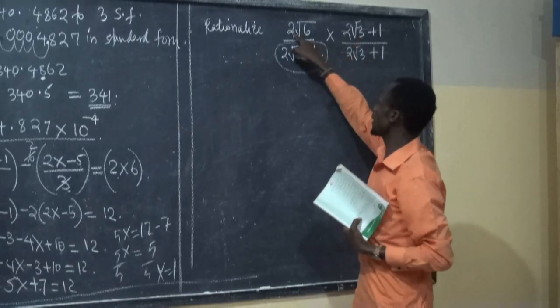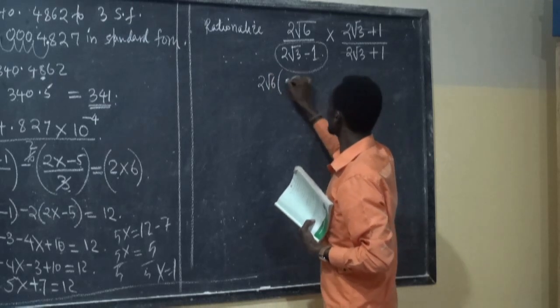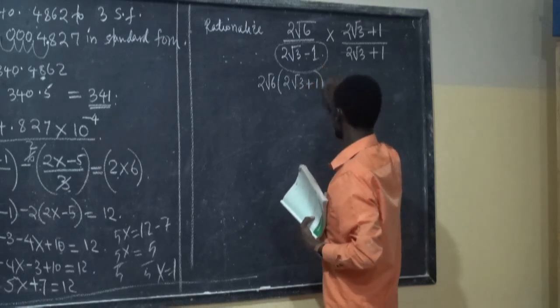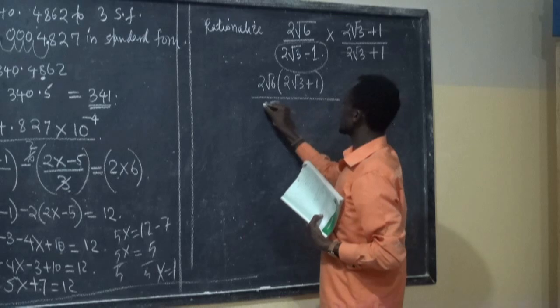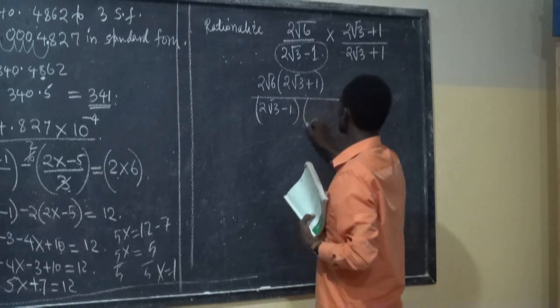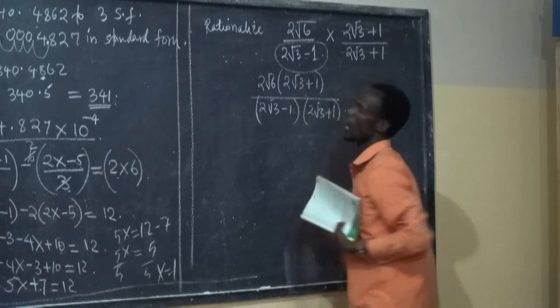We have to multiply this times this one, then we have 2 under root of 6 in bracket 2 under root of 3 plus 1. Then over, it is 2 now under root of 3 minus 1 times 2 under root of 3 plus 1. This is what we have.